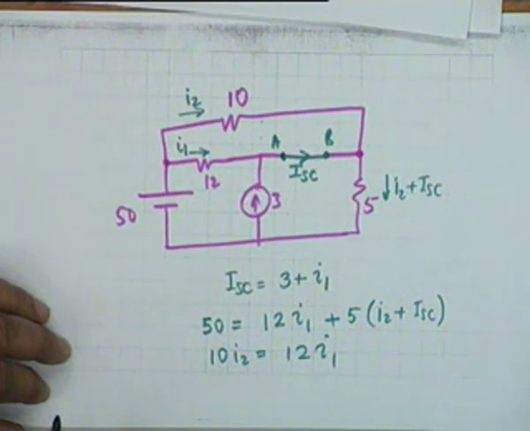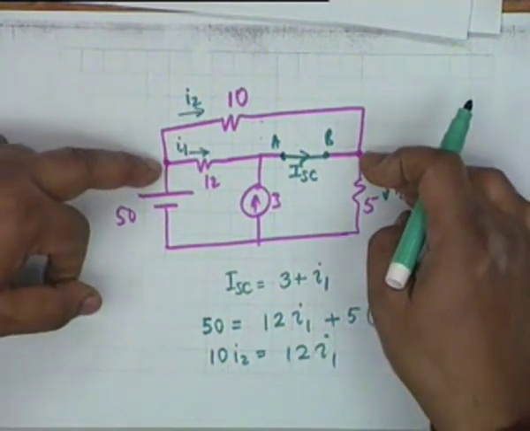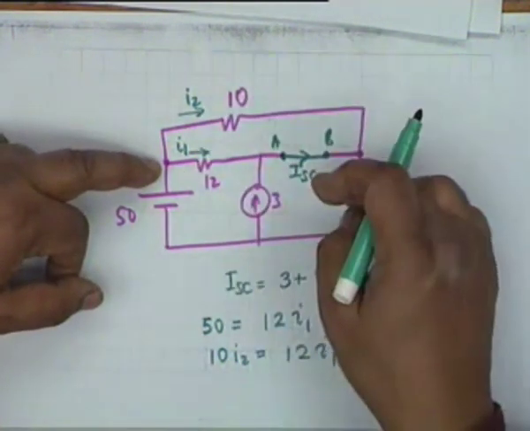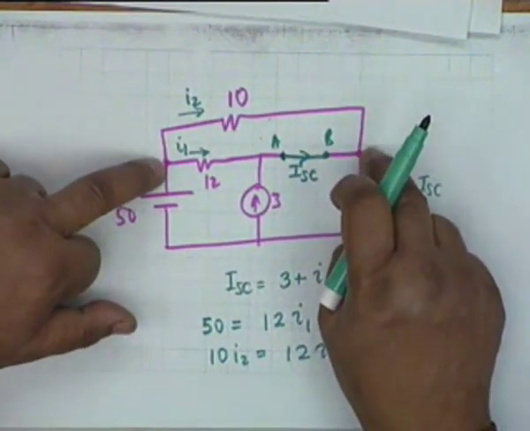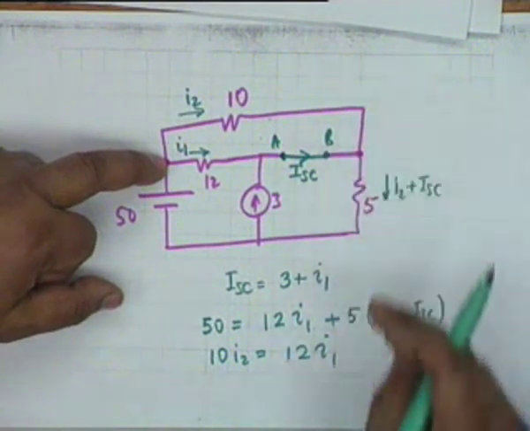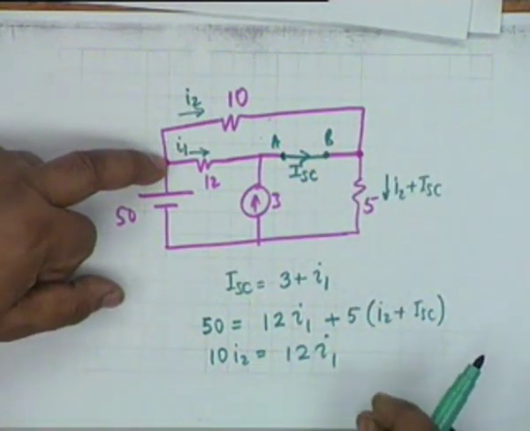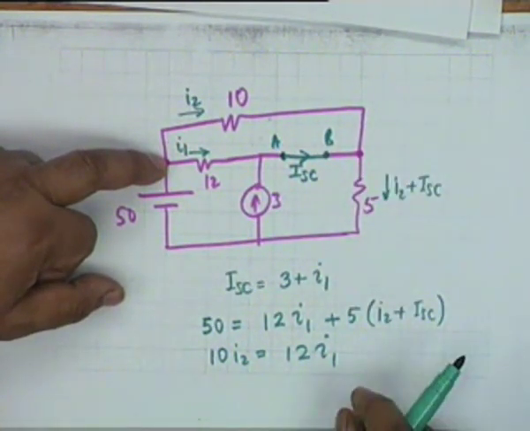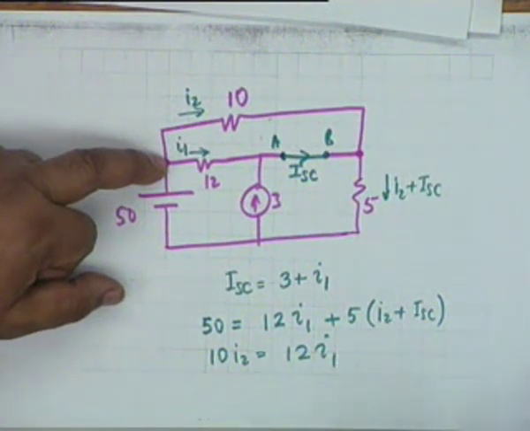Is that easy to see? It's the same difference of potential. Either you apply KVL or you argue like this, these are the same 2 points, and therefore 10 I2 should be equal to 12 I1. Now I will leave the algebra to you. I have done the algebra, and I leave the algebra to you. I will only give you the final result.